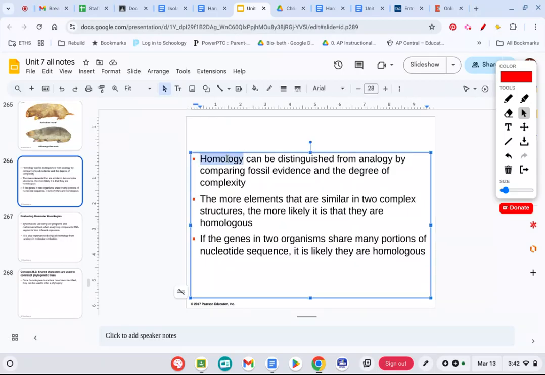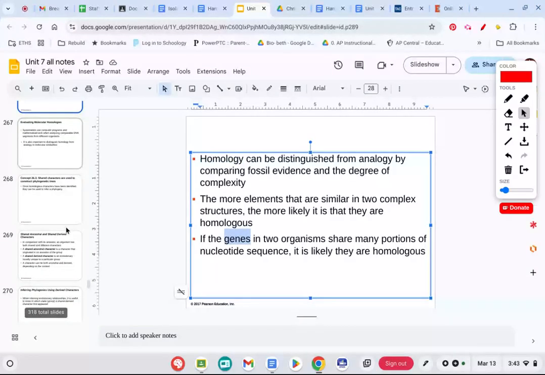Homology can be distinguished from analogy by comparing fossil evidence and degree of complexity. The more elements that two structures have in common, the more likely that they are homologous. You can also look at the genes as well. Genes is probably a better way of doing it, but sometimes it's a little more complicated to do that.